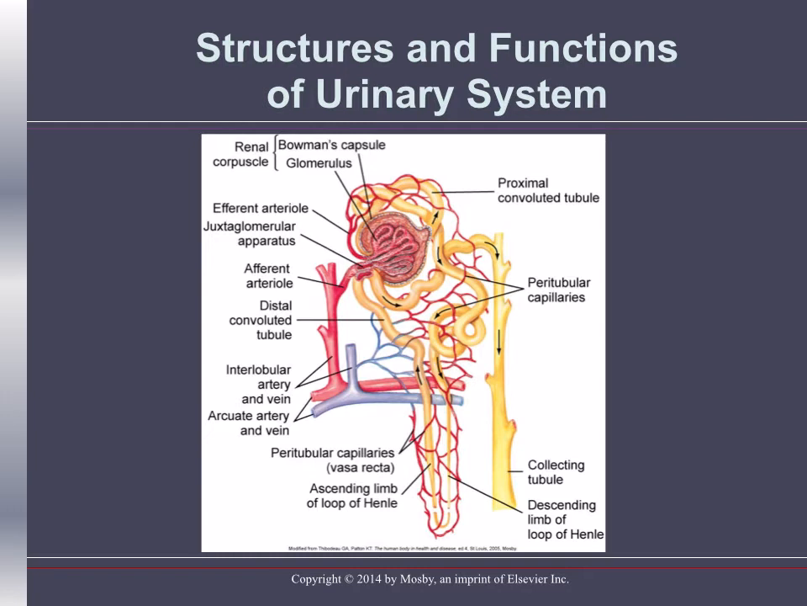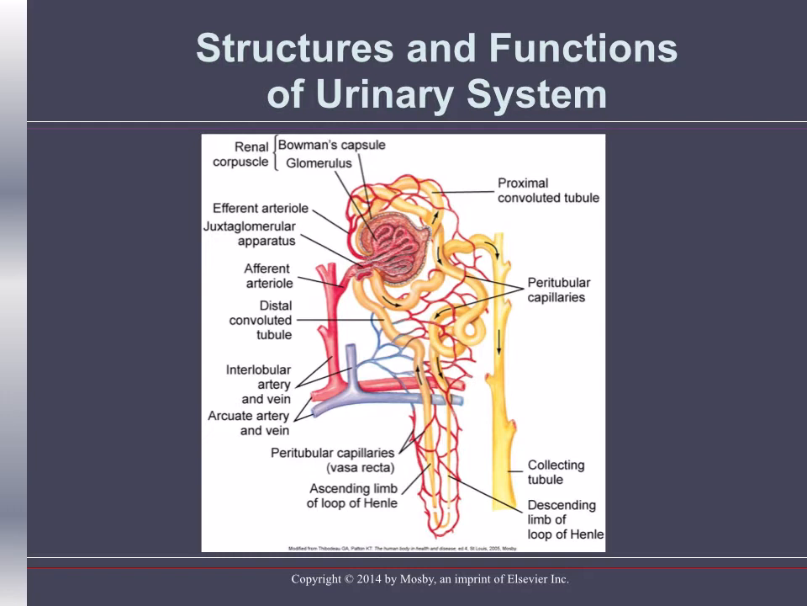So I will repeat. The tubular system consists of the proximal convoluted tubule, the loop of Henle, the distal convoluted tubule, and a collecting tubule. So there are four: proximal convoluted tubule, the loop of Henle, the distal convoluted tubule, and a collecting tubule. The glomeruli, Bowman's capsule, proximal tubule, and distal tubule are located in the cortex of the kidney.